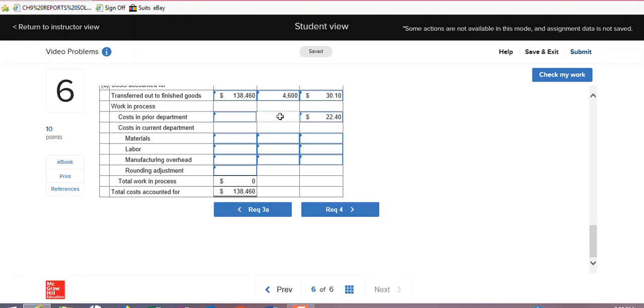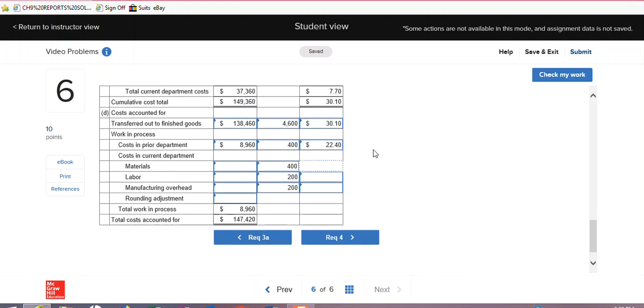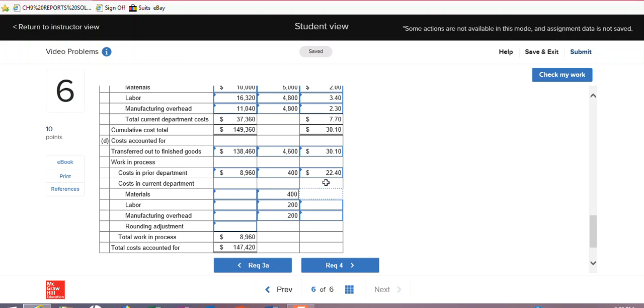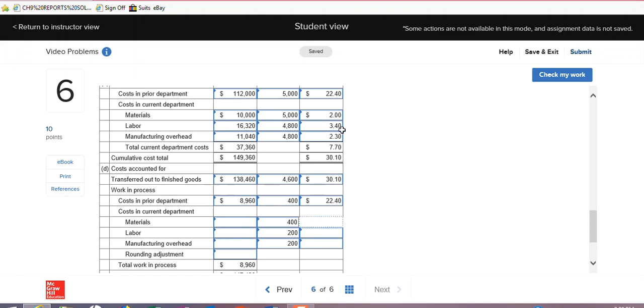And we have, at this point, our work in process of 400 units. So if we multiply 400 units times $22.40, that's $8,960. And then down here is our amounts that we had from the requirement 2. We had 400 in process for materials, 200 each for labor and overhead. And then the dollar amounts are what we just calculated. So $2 for material, $3.40 for labor, $2.30 for overhead.